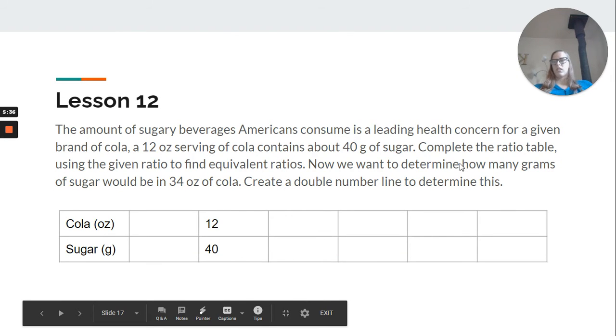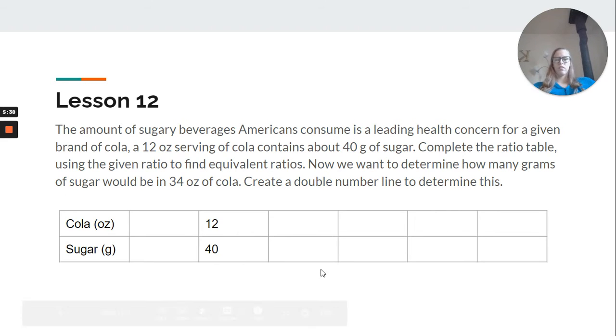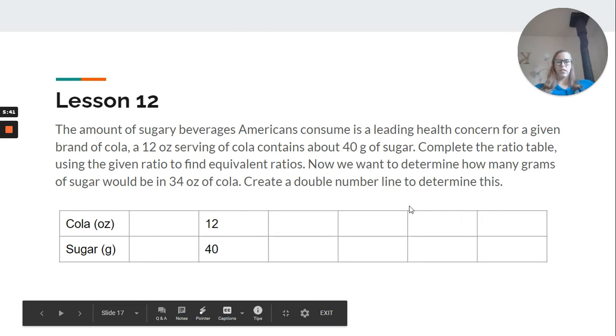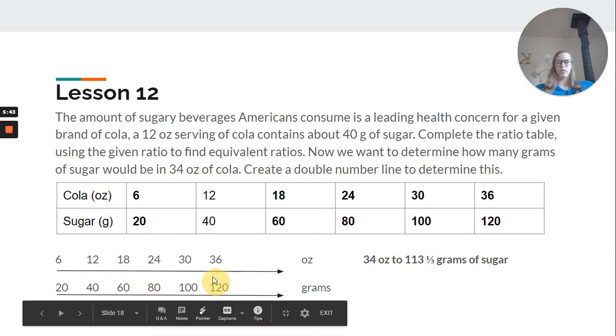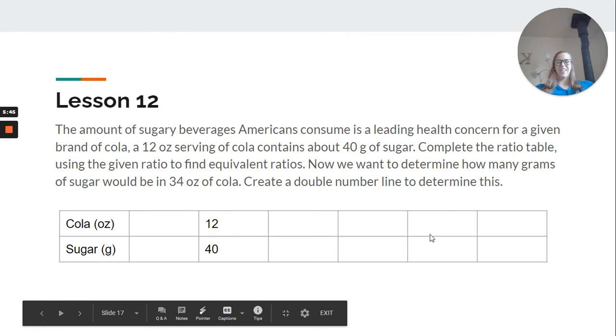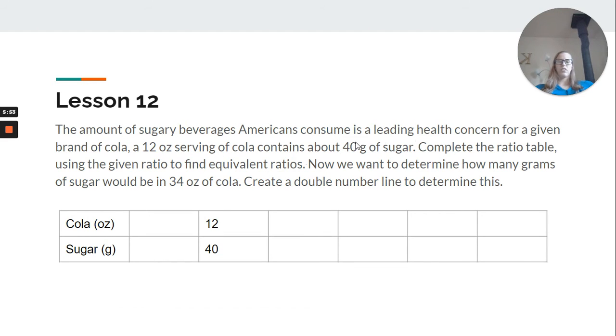Lesson 12, determining something based on other numbers in the table and then using a double number line. So the amount of sugary beverages Americans consume is a leading health concern. For a given brand of cola, a 12-ounce serving contains about 40 grams of sugar. Complete the ratio table using the given ratio to find equivalent ratios. And then we want to determine how many grams of sugar would be in 34 ounces of cola. Create a double number line to determine this.